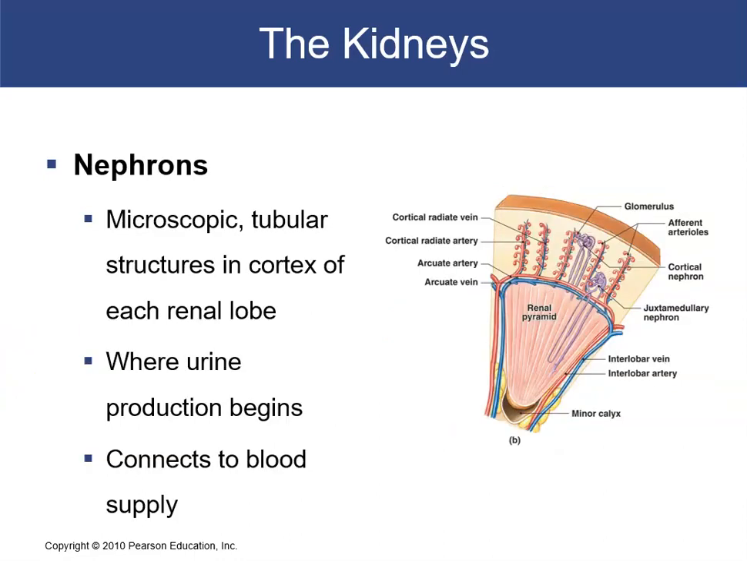Looking microscopically, the kidney is made up of nephrons. The nephron is the functional unit of the kidney, and each kidney contains roughly 1,000,000 nephrons. These are the microscopic tubular structures that are found primarily in the cortex of each of the renal lobes. The nephron is where urine production begins, and it also is connected to the main blood supply that comes into the kidney.